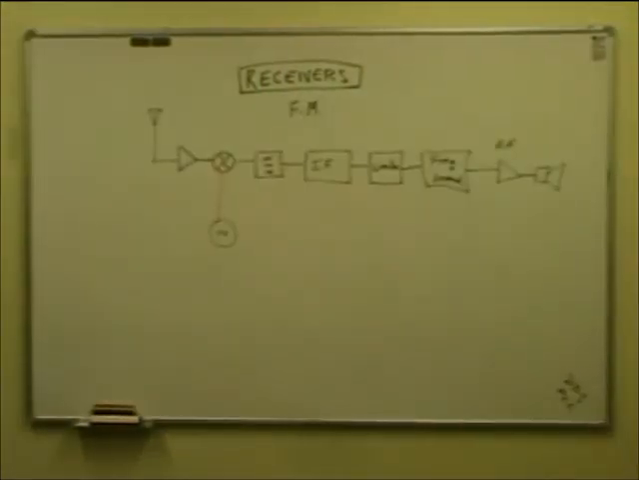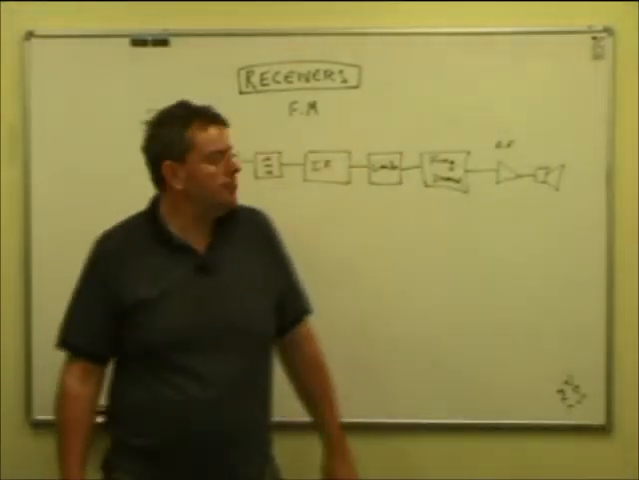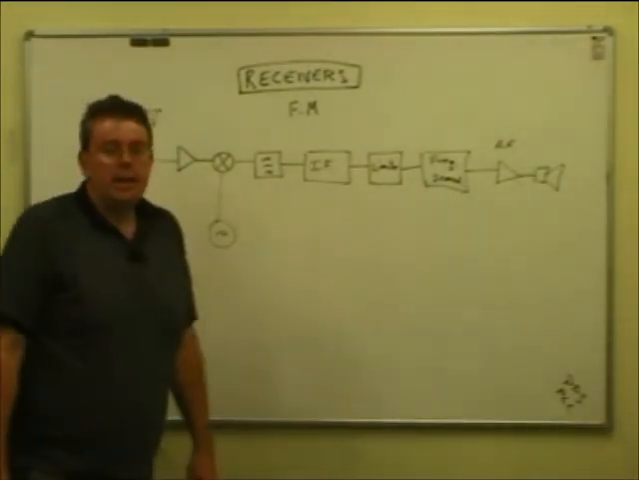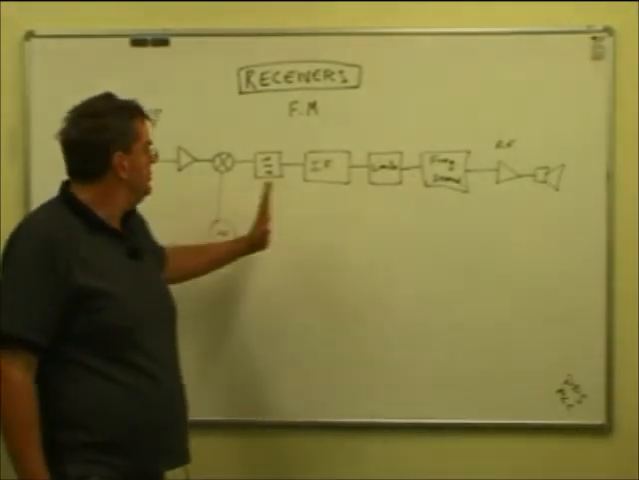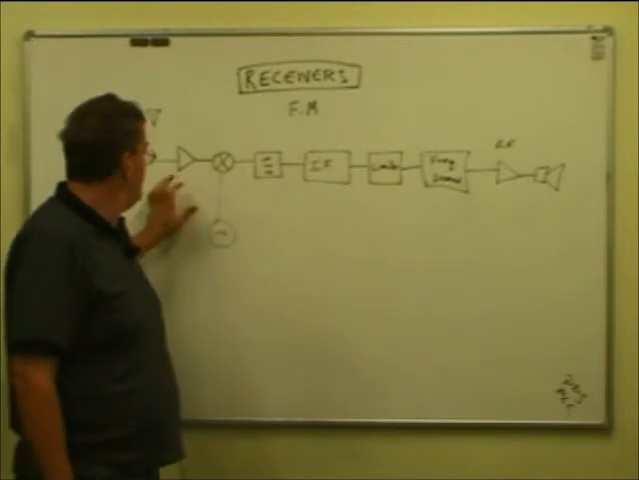We need to talk about frequency modulation, FM receivers. Now, FM receivers share a lot in common with what we've been talking about so far. The difference is the tail end of the receiver is different. We still have a front end, if you like, which is the RF amplifier.